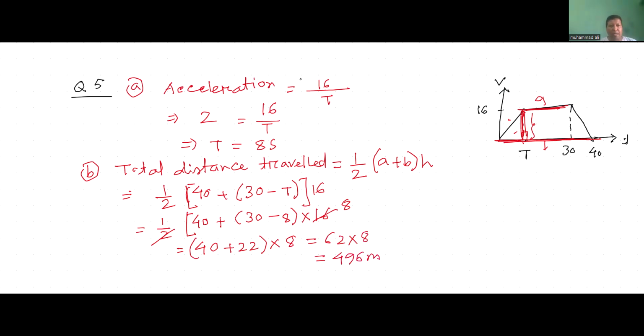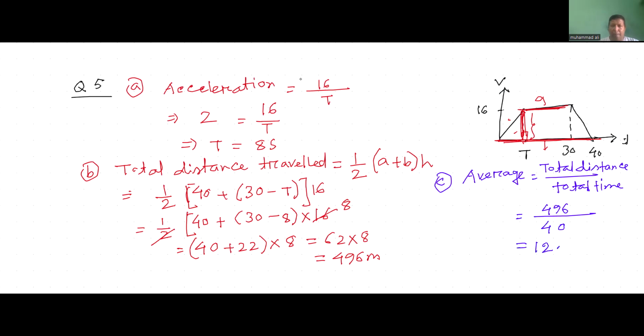Now part C, the average speed. Average speed means total distance divided by total time. So total distance is 496 meters and total time is obviously 40. So if we divide, we get 12.4 meters per second. So our question 5 is completed.